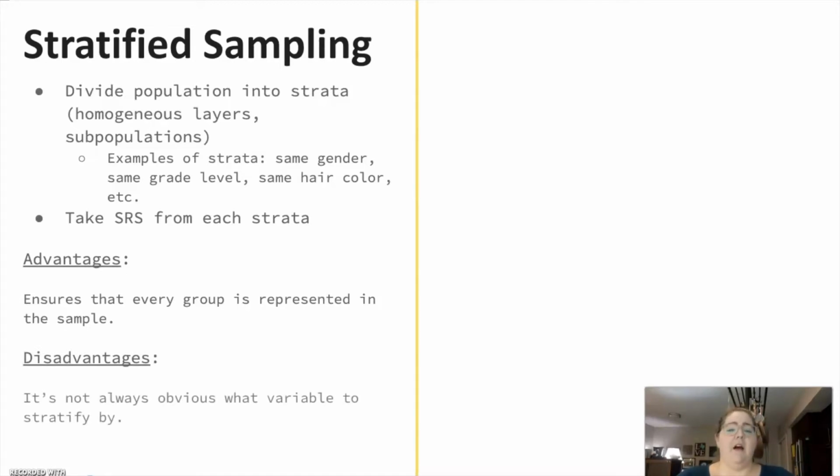Disadvantages of stratified, honestly, it's just that, I didn't even write this one, but it can take longer. It's longer to set up, and now you have a whole bunch of different groups that you have to deal with. And sometimes it's not obvious what variable to stratify by. So on the lab that you guys did with the random rectangles, we stratified by size, which made a whole lot of sense because our goal was, what's the average size of these rectangles? But it's not always obvious or easy or doable to stratify by the exact variable that you're trying to find out about. Sometimes it's hard to know how to divide up your groups in a way that would be helpful in estimating the thing you're trying to estimate.